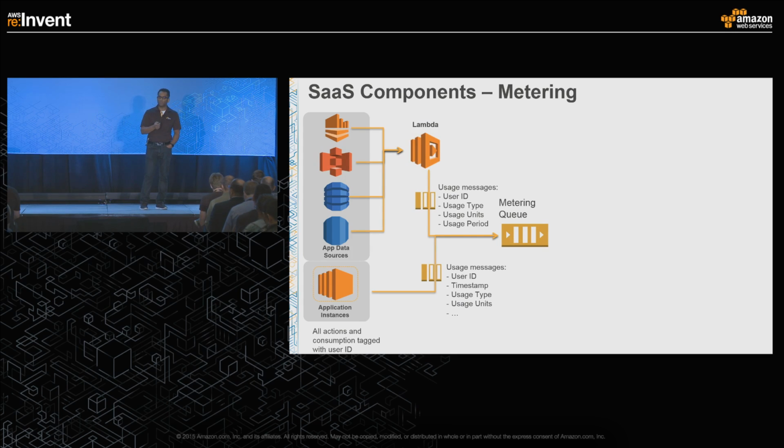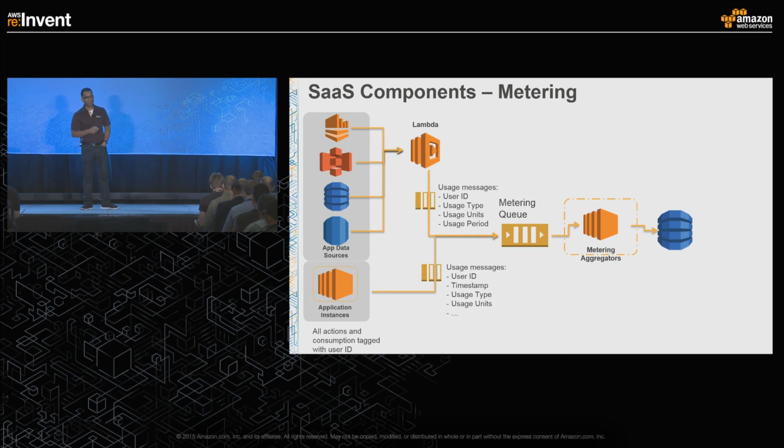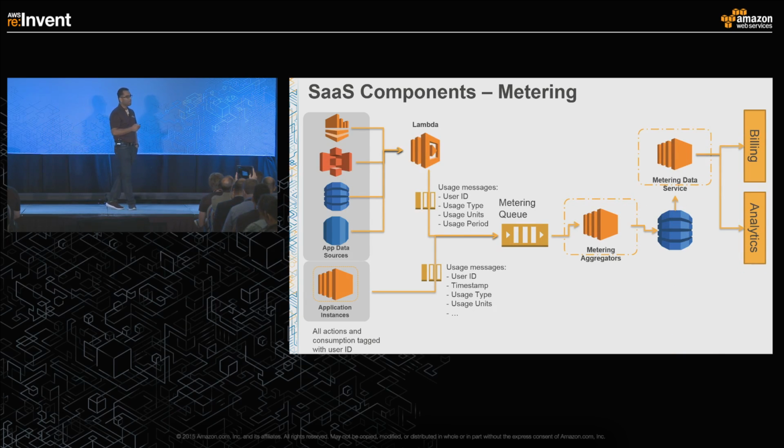Once these messages are generated, they can be put into a simple queuing service queue. That queue can be leveraged by your aggregation engine, which can be implemented in EMR. It could be implemented as custom code in EC2 instances. But once the metering data is aggregated, it could be stored in Dynamo. Once it's stored in Dynamo, you now should have a service that can make that information available to other components of your infrastructure, including billing and analytics.